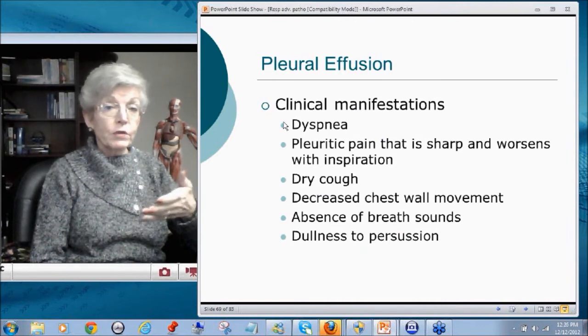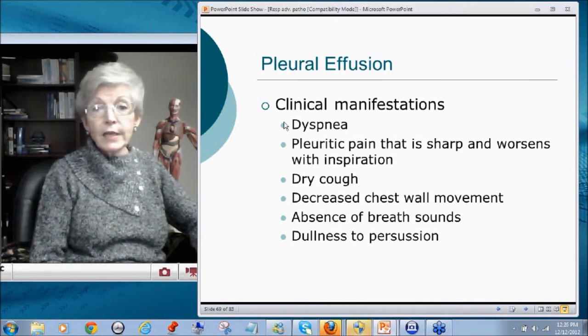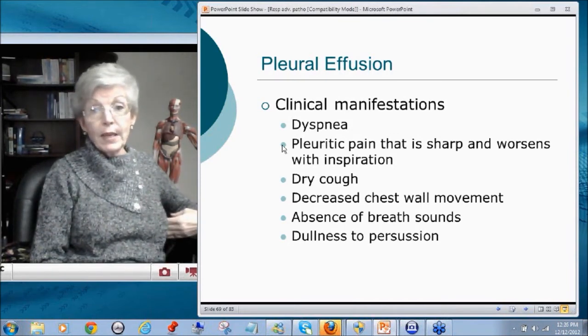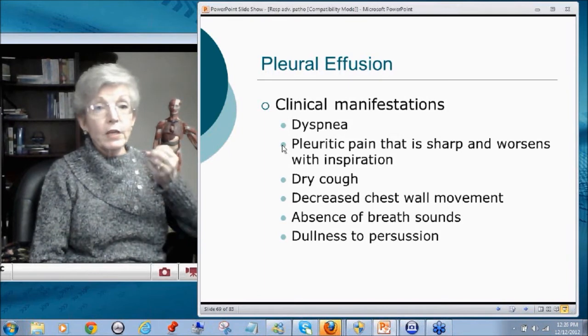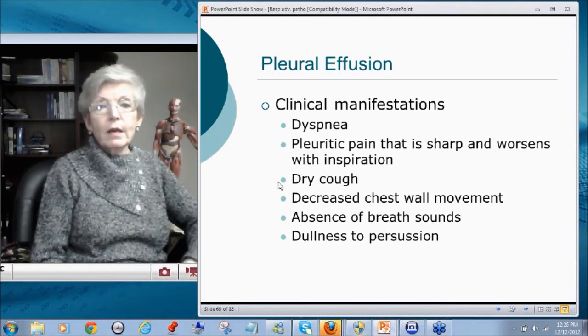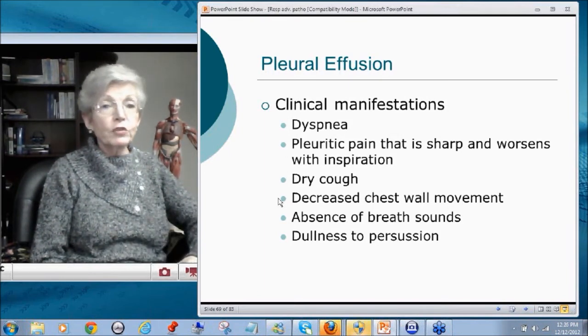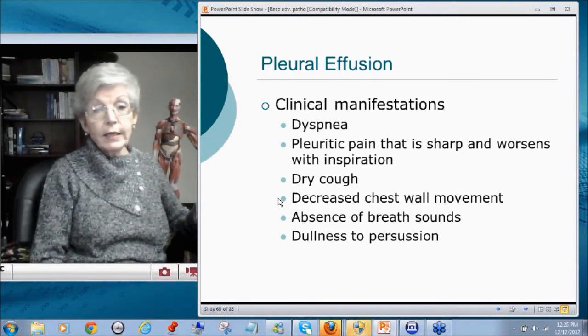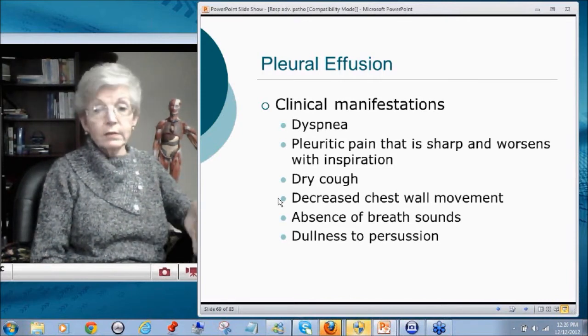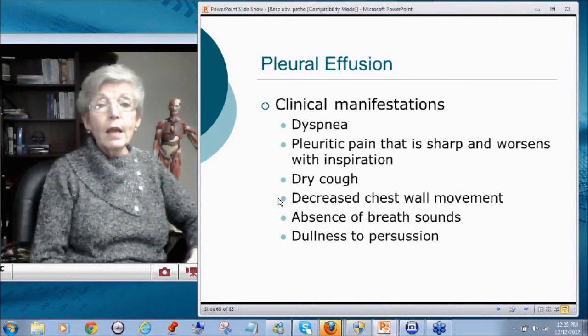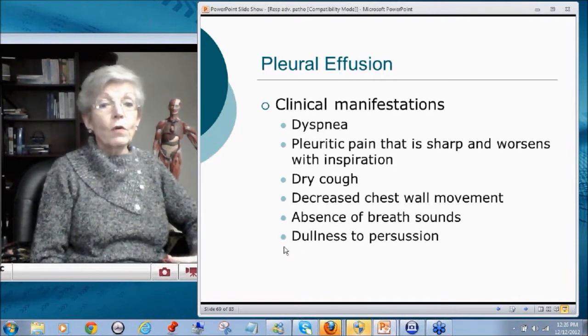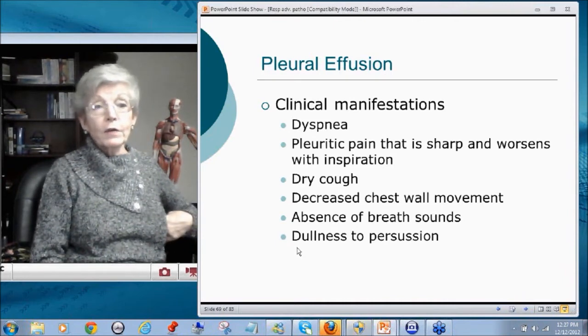Manifestations, therefore, because you can't expand that part of the lung, are dyspnea and the pleuritic pain, as discussed, that's very sharp and often very pinpoint, and it worsens with inspiration as you're trying to move that. A dry cough, decreased chest wall movement because you're not ventilating that part of the lung and because it hurts, so the person's splinting. When you listen to breath sounds, there would be absence of sounds over that area and or a dullness to percussion. And it's dull because you're percussing not over an air-filled area now, but over a fluid-filled area.